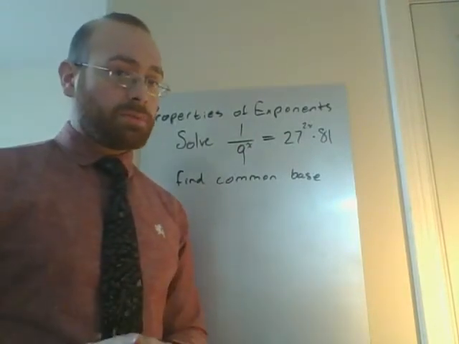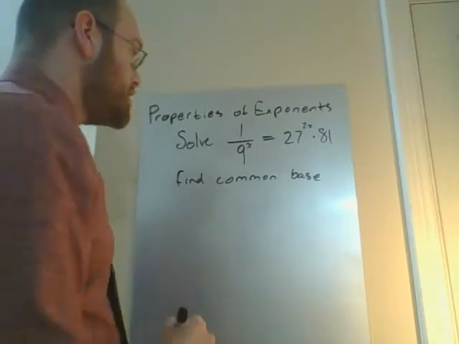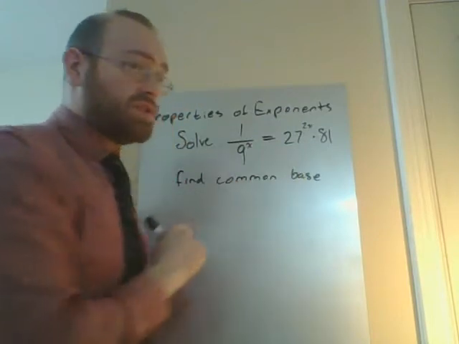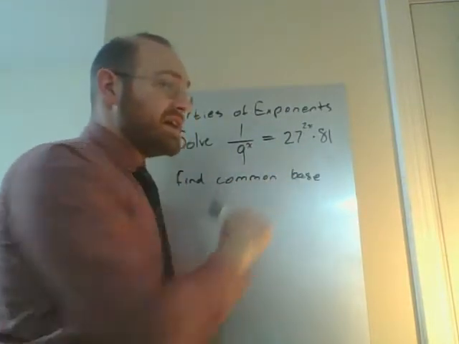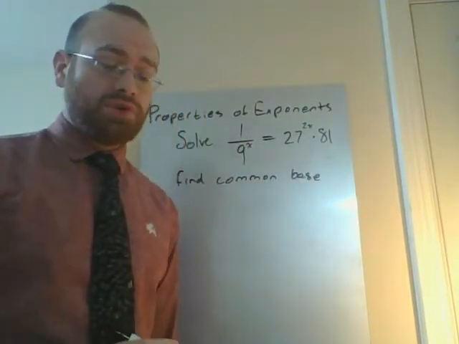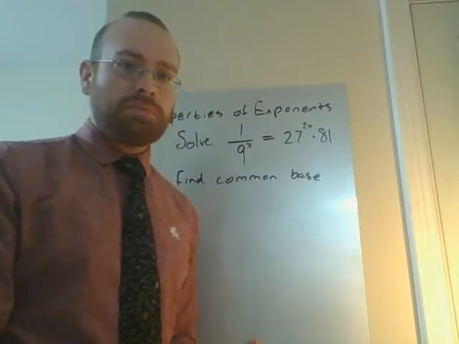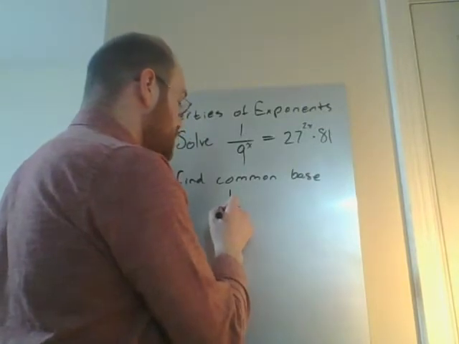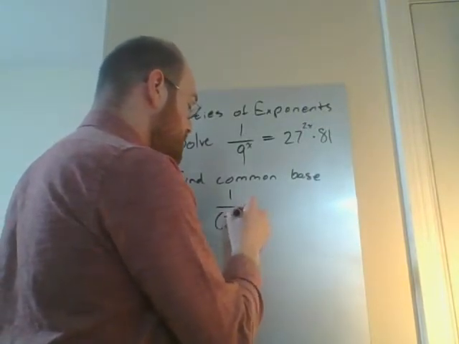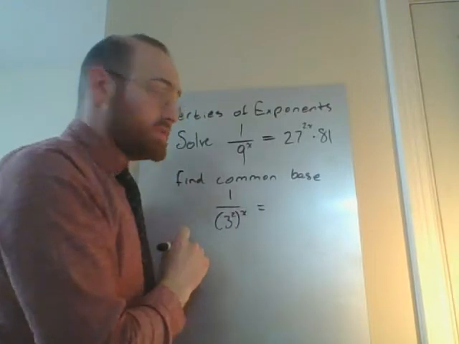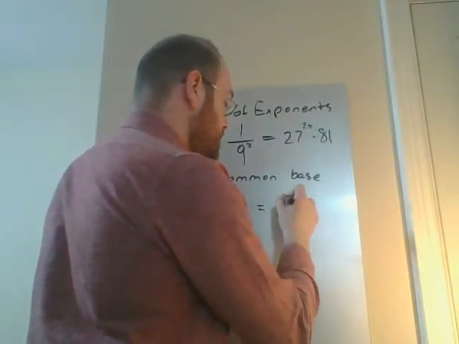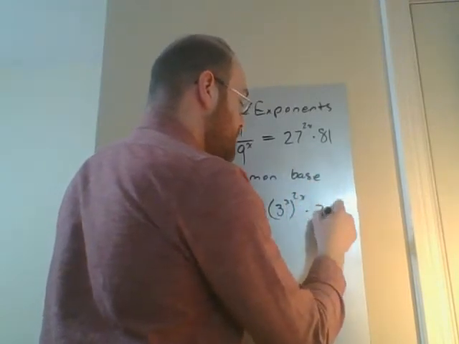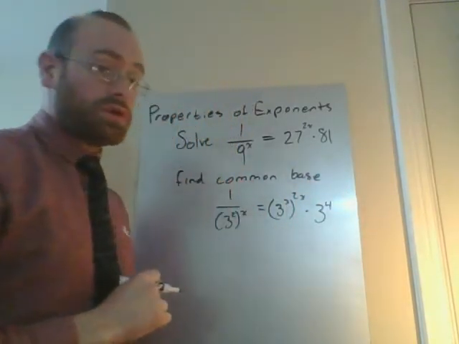If you've been thinking the number is 3, you would be correct. Because we can express 9 as 3 squared, 27 as 3 cubed, and 81 as 3 to the 4th power. So to get started solving this, we're going to make all of those substitutions. We have 1 over 3 squared to the power of x equals 3 cubed to the power of 2x times 3 to the power of 4.